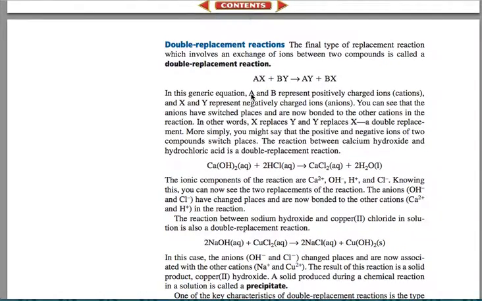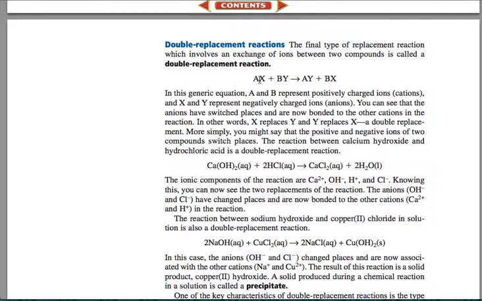In this generic equation, A and B represent positively charged ions. The cations always come first in the chemical compound name. And X and Y represent negatively charged ions, anions. They come second in the chemical compound name. As you can see, the anions have switched places and are now bonded with the other cations in the reaction.